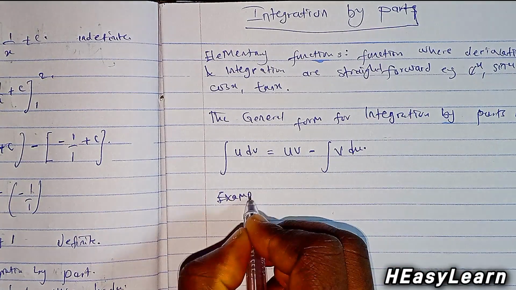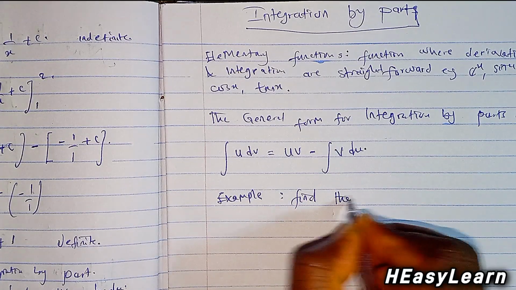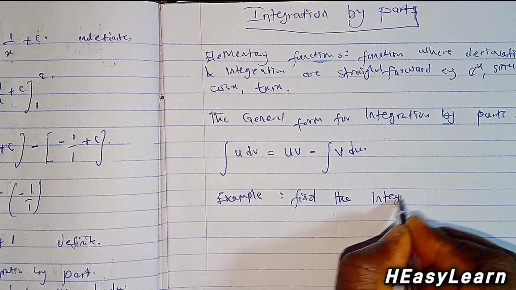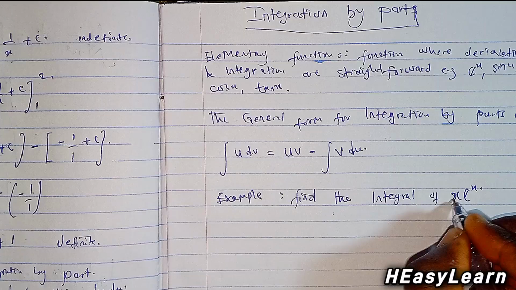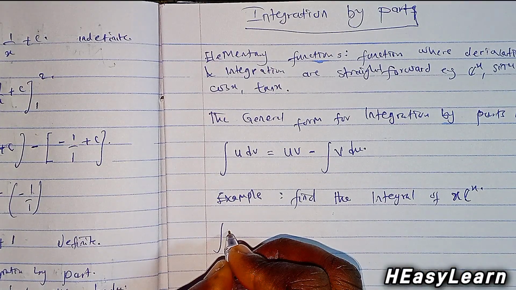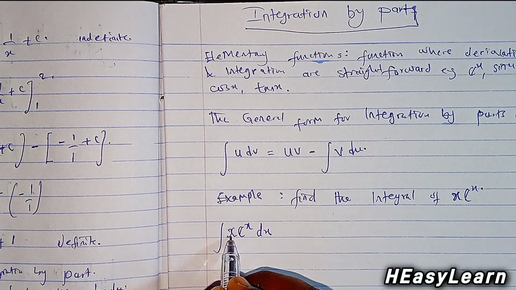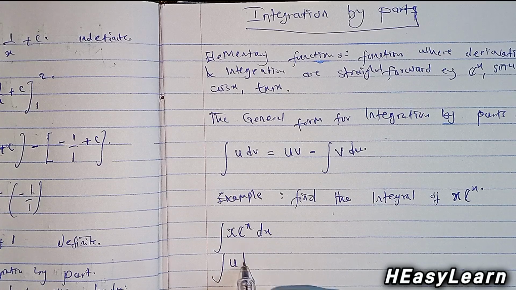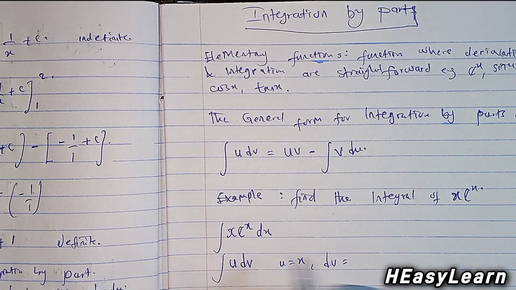An example of a function where we are going to use integration by parts is to find the integral of x exponential x. This is a product of a polynomial function and an exponential function. To find the integral of x exponential x dx, in this case, compare it with u dv. u is equal to x, and dv is exponential x dx.